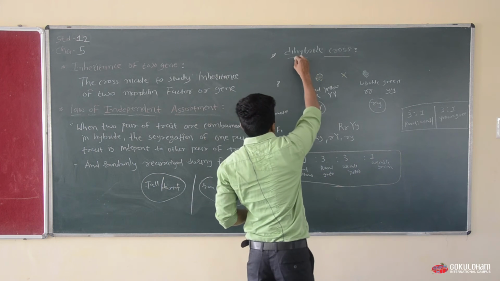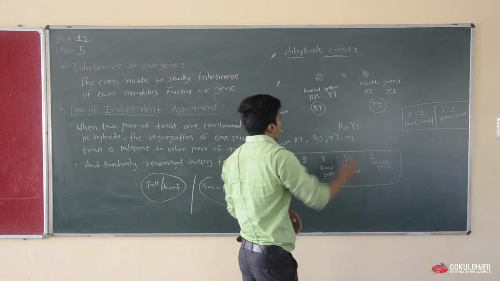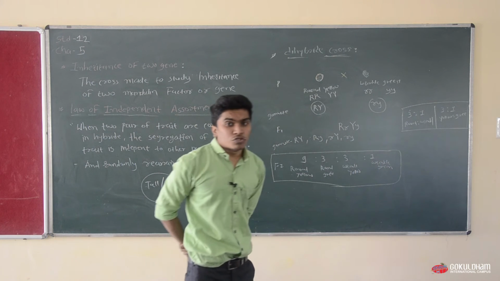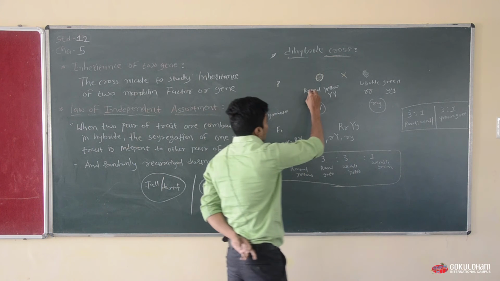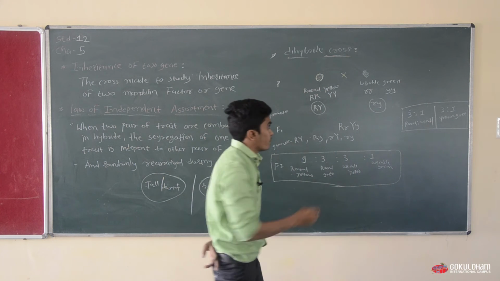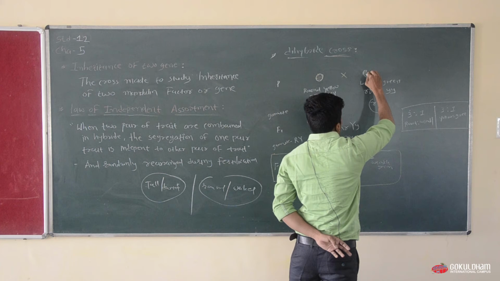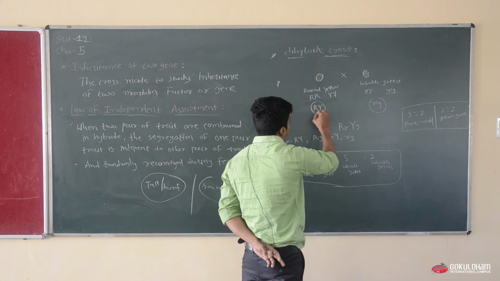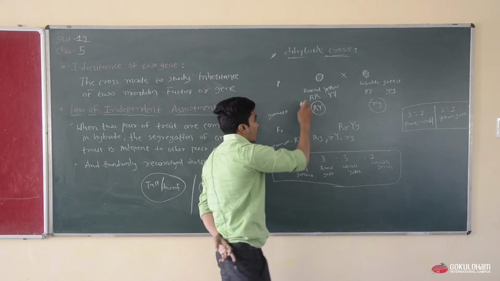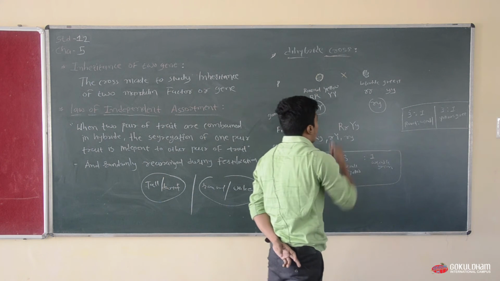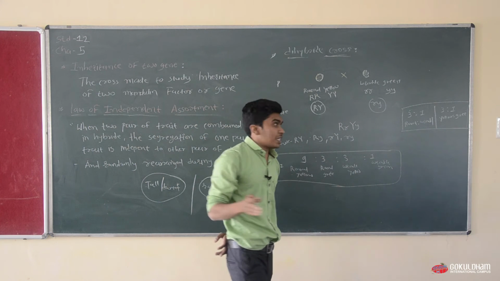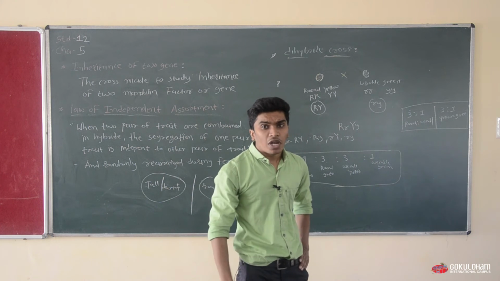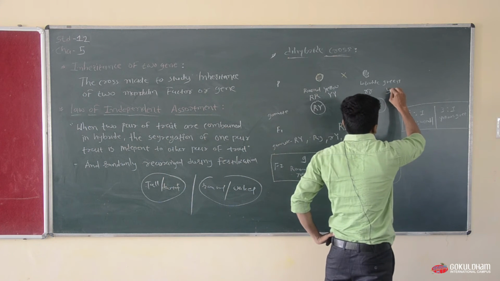What Mendel did in the dihybrid cross: he took one plant with yellow and round seeds. The characters of the seed, round and yellow, are dominant over the wrinkled and green seeds. The genotype of round and yellow seeds is capital R, capital Y, crossed with the recessive traits wrinkled and green, having the genotype small r, small y.